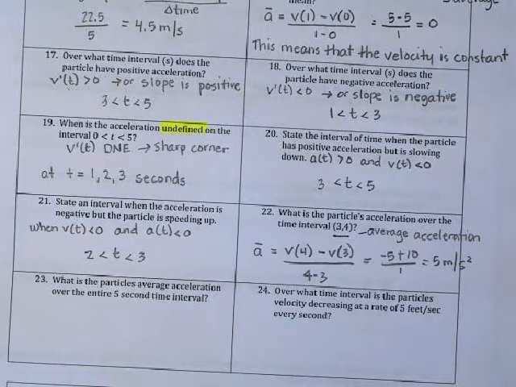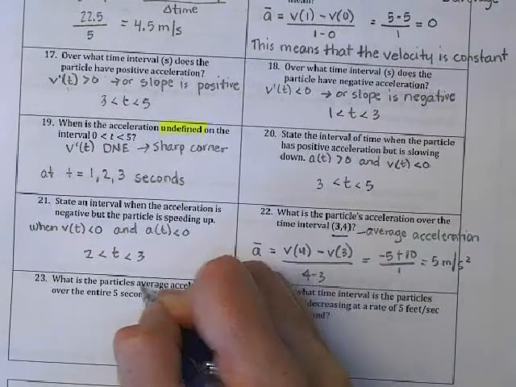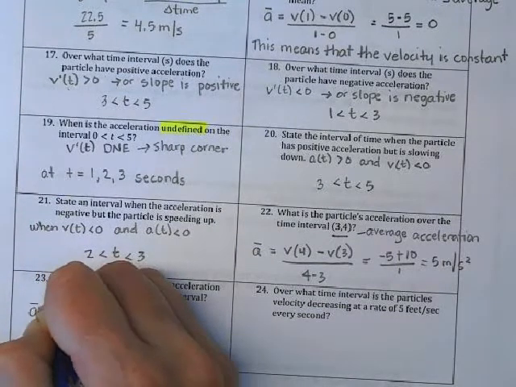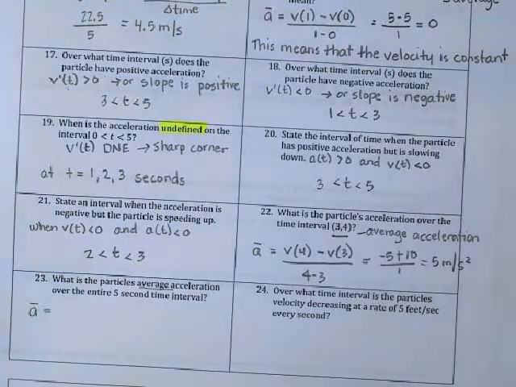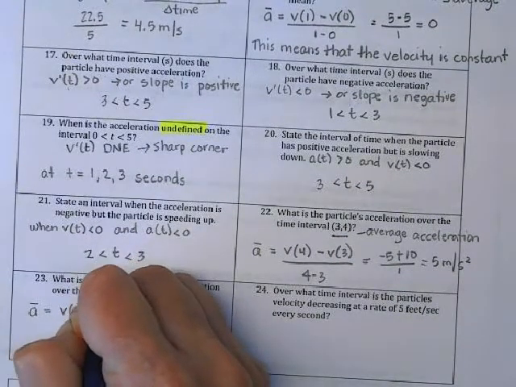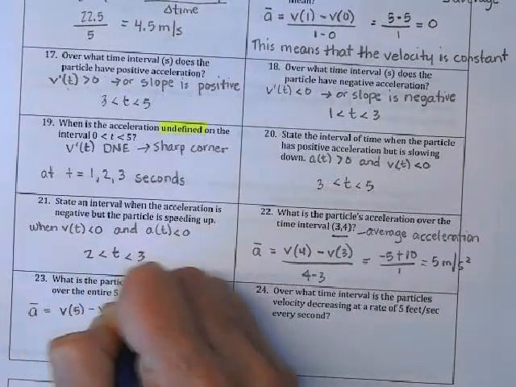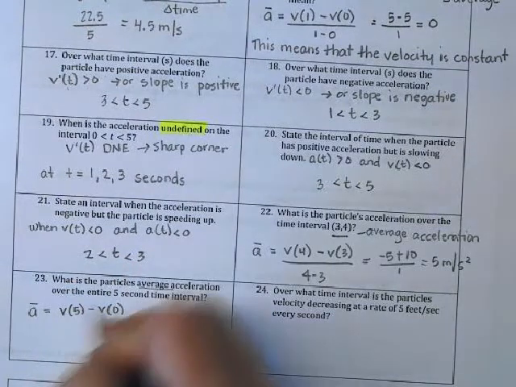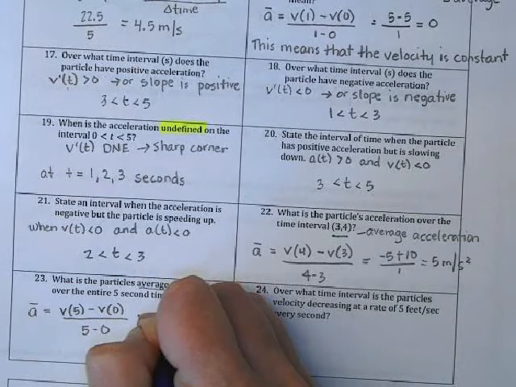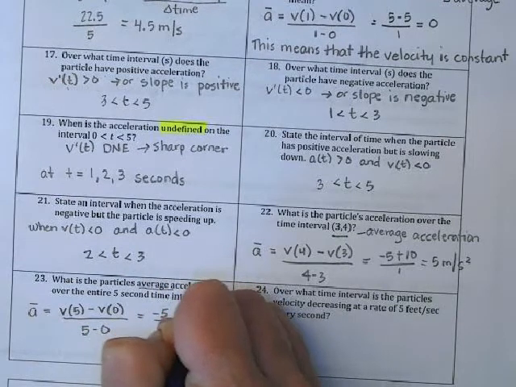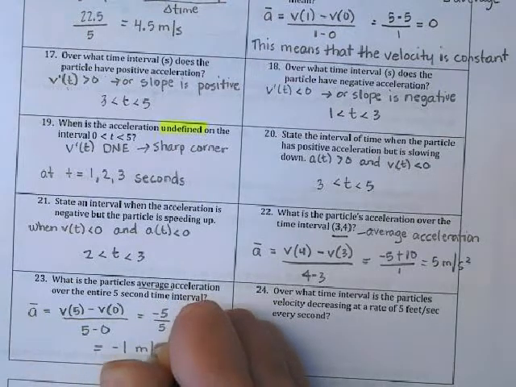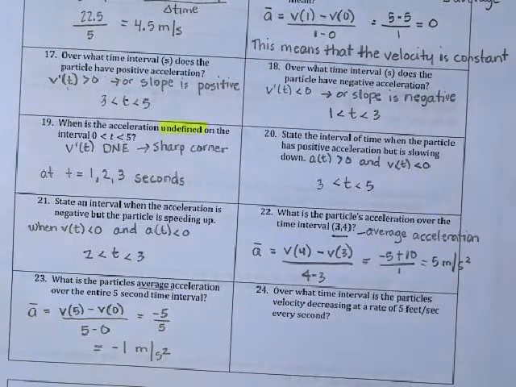And what is the particle's average acceleration? Okay, there it is again, average acceleration. Over the entire 5-second interval, that would be v of 5 minus v of 0 all over 5 minus 0, which is -1 meters per second squared.